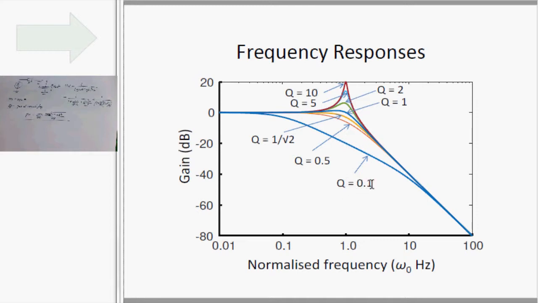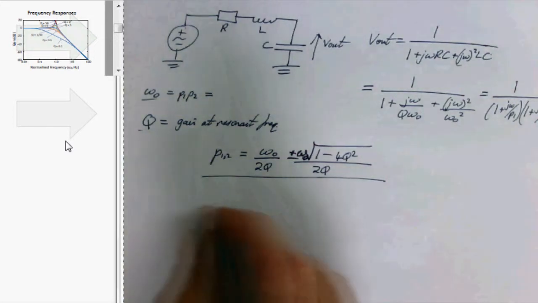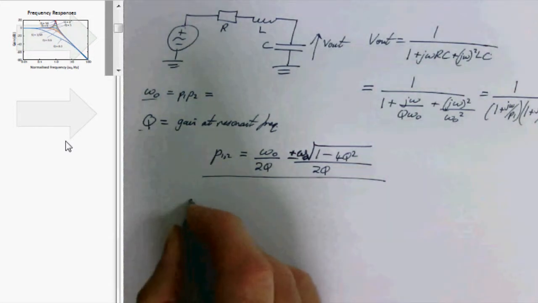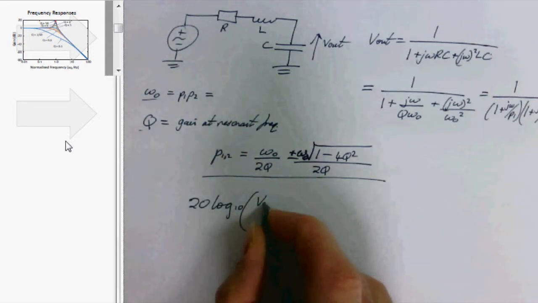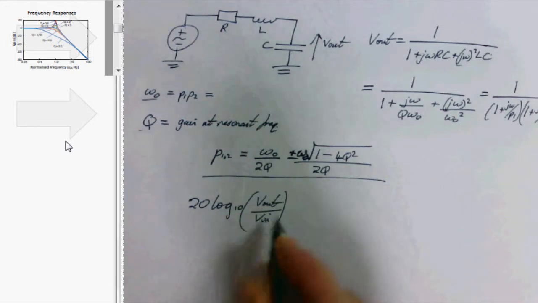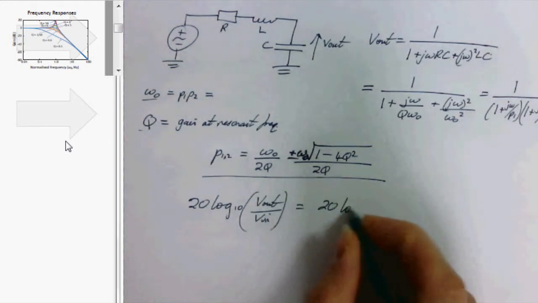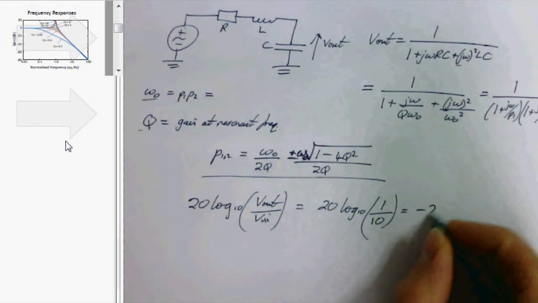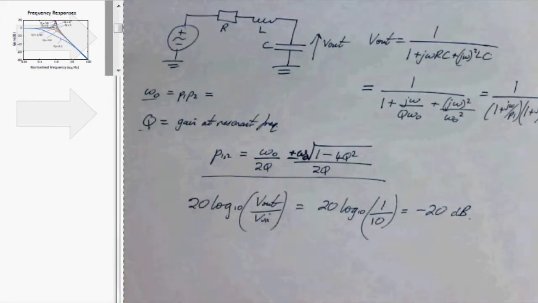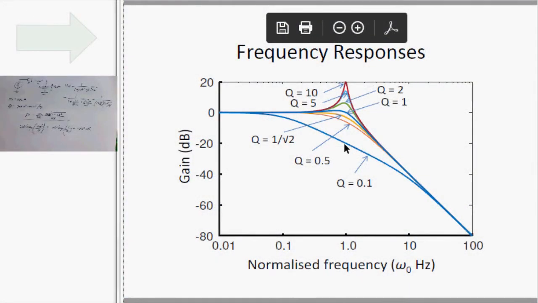So when Q is 0.1, that means that the gain at the resonant frequency will be minus 20 dBs. Why minus 20? Well, because the gain in dBs would be 20 times log 10 of Vout over Vin, and in this particular case, Vout over Vin is 1/10. Therefore, that would be 20 log 10 of 1 over 10, which is minus 20 dB. So we're 20 dB down in the case where Q is 0.1.